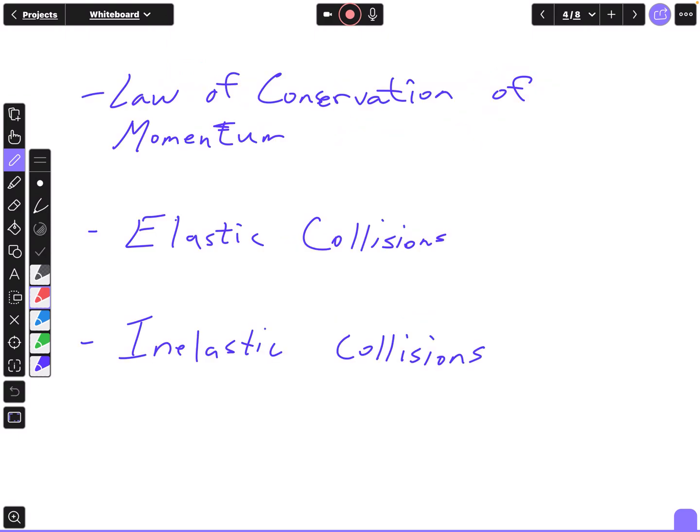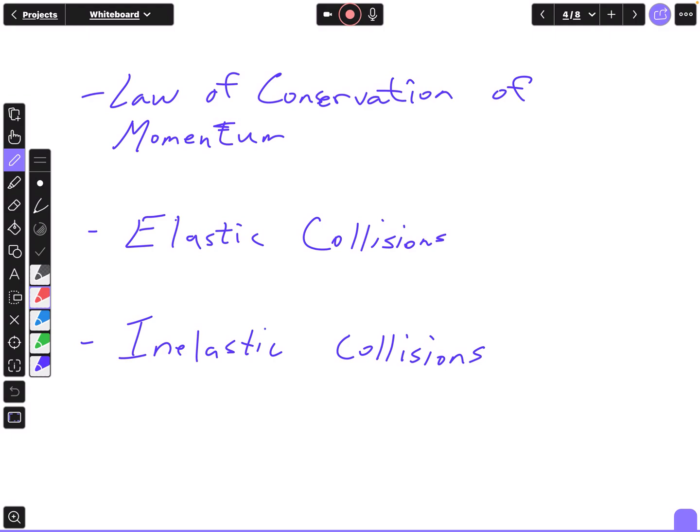Now, another thing we talk about is the law of conservation of momentum. That says that the total momentum of two objects before a collision equals the total momentum of the two objects after the collision. Even though their individual momentums might change, if you add them up, the momentums will be the same. Momentum is not created or destroyed, it stays the same. It's not lost or gained, it's conserved.